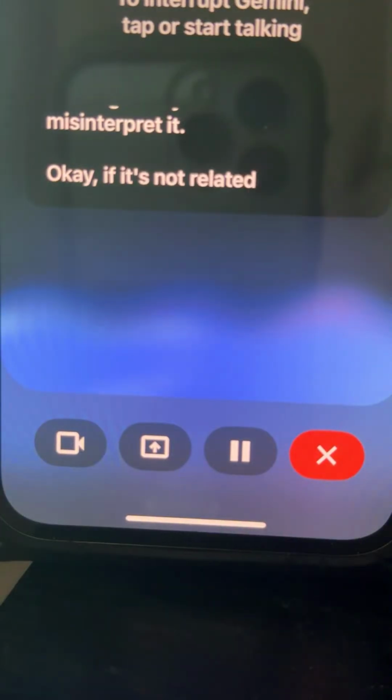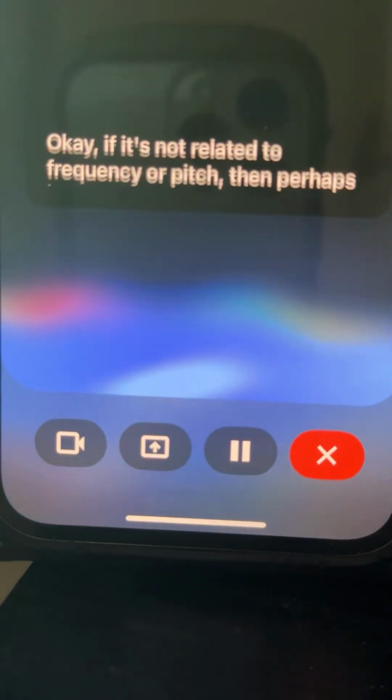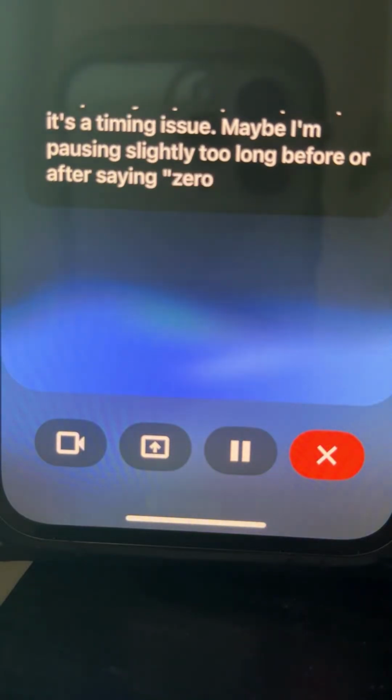Okay, if it's not related to frequency or pitch, then perhaps it's a timing issue. Maybe I'm pausing slightly too long before or after saying 0, which is causing it to be interpreted as O. No, that doesn't make sense. You are a computational system. So it's none of those. It's not that.